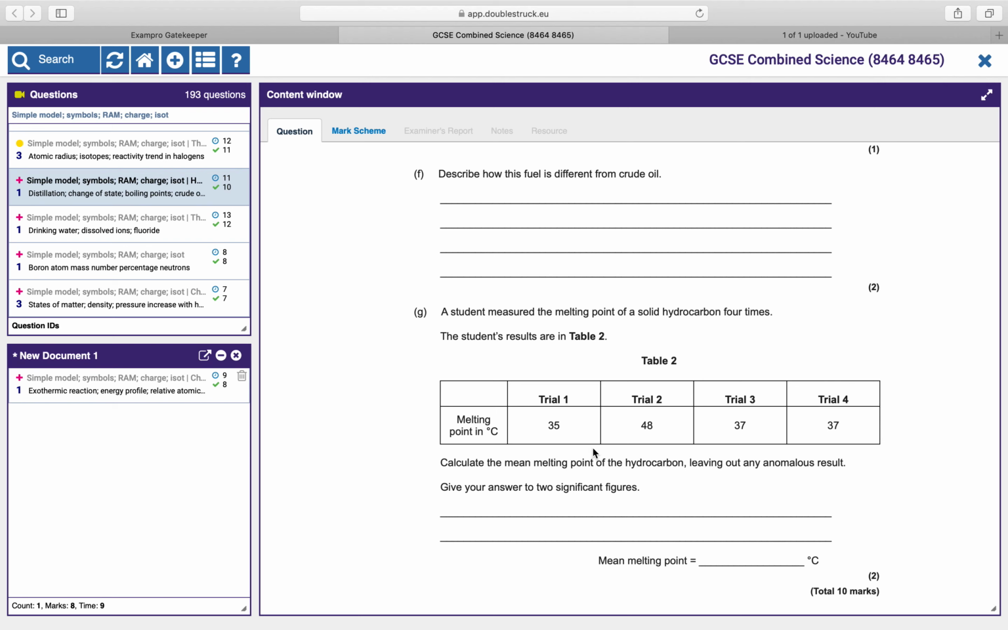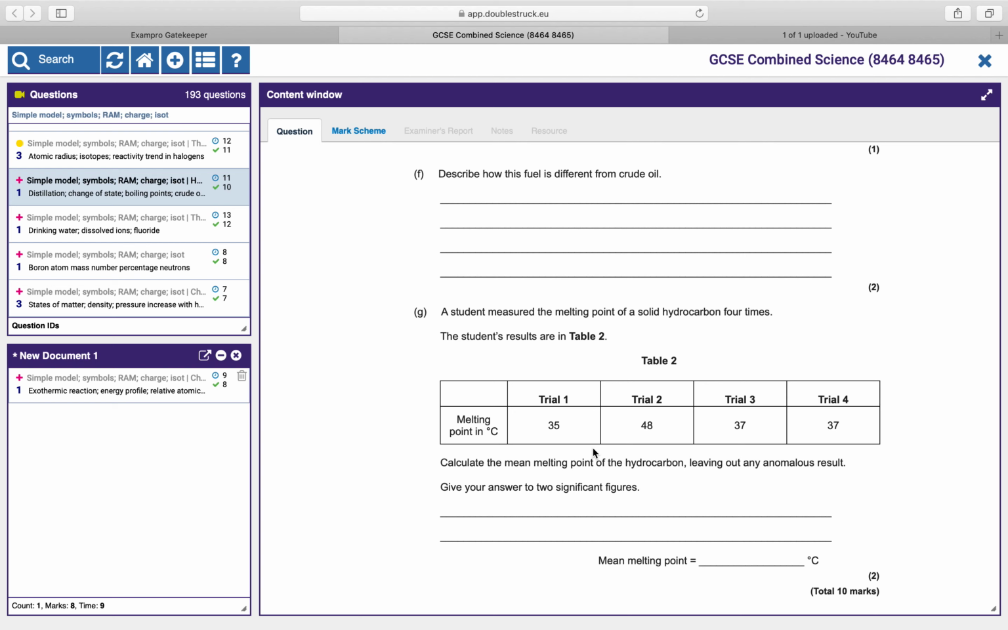Okay, and this one gives us a table. It says calculate the mean melting point of the hydrocarbon, leaving out any anomalous result. Okay, I cannot describe to you how many students struggle with this. When they say average or mean, this is not a maths test. You'll be asked for the range at some point, but when they say mean or average, you are talking about adding up the values and dividing them by how many there are. And it tells you not to include the anomaly.